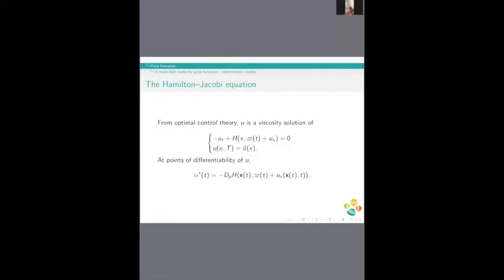And now what's standard in, let's say, optimal control theory is that this value function is a viscosity solution of a Hamilton-Jacobi equation. And this Hamilton-Jacobi equation gives you the following information: in fact, your optimal strategy is always given in feedback form, at least at points of differentiability of U. Meaning that if you give me a solution to the Hamilton-Jacobi equation, you can use this solution to build an optimal control, an optimal feedback control.